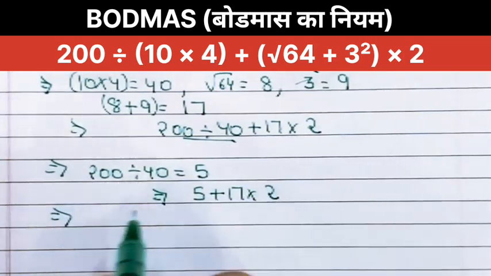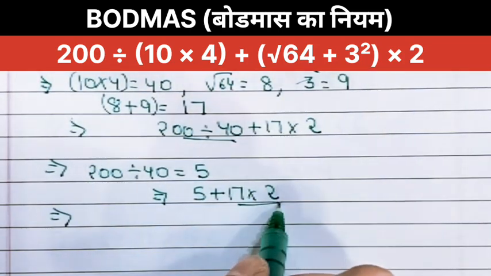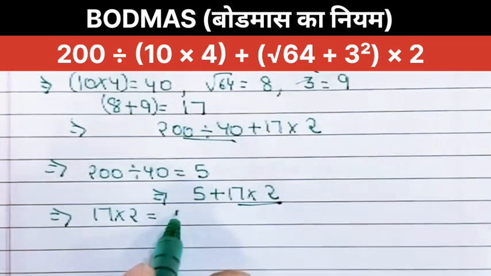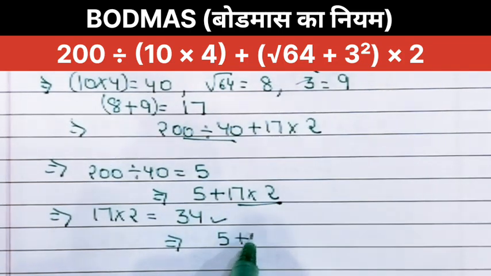Now the next step says perform multiplication. Multiplication takes priority over addition, and 17 multiplied by 2 gives you 34 as a result. And now the new expression becomes 5 plus 34.